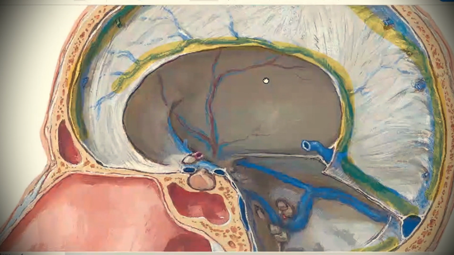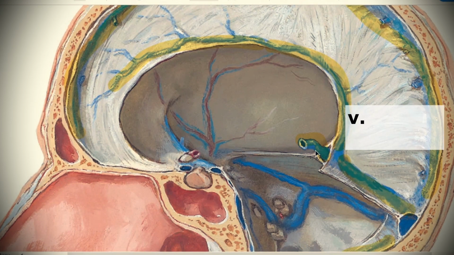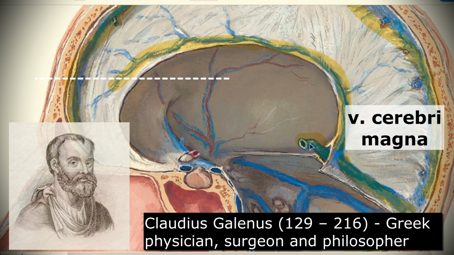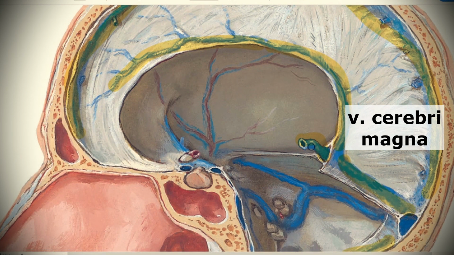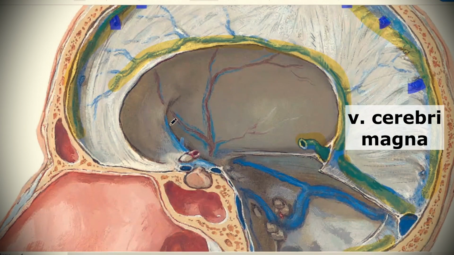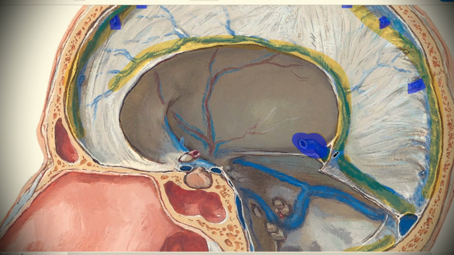drains into one big vessel, vena cerebri magna, or it has an eponymous name, vena of Galen. This vein receives blood from almost all your brain. Almost all deep veins drain blood to vena cerebri magna. Some superficial veins can fall straight into sinus, but mostly all blood from your brain is drained into the vena galena that falls into sinus rectus.